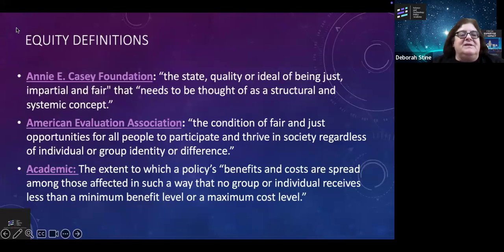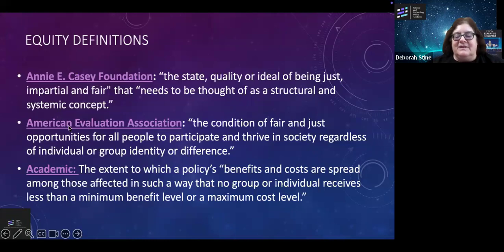Now, here's some definitions from some other sources. So the Annie E. Casey Foundation, I use a lot of their work, and actually from a lot of different foundations. They are really doing some very good work on equity. It's a state, quality, or ideal of being just, impartial, and fair that needs to be thought through as a structural and systemic concept. Then we have the American Evaluation Association, which is the condition of fair and just opportunities for all people to participate and thrive in society, regardless of individual or group identities or difference.